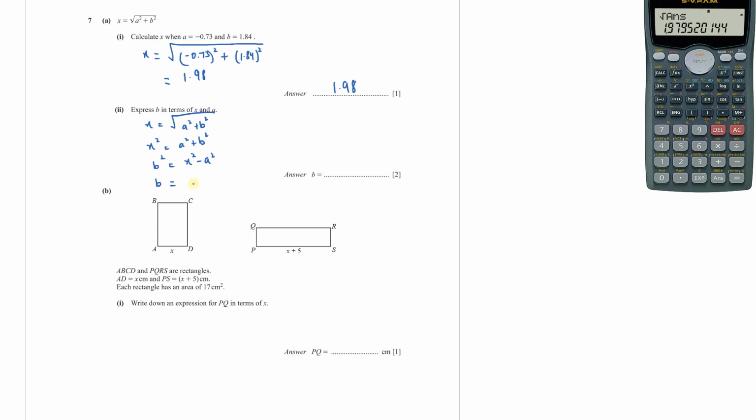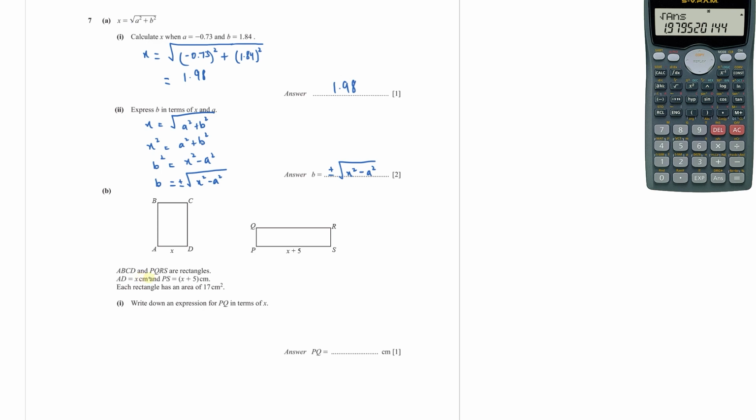If I take the square root on both sides, I will get the square root of x squared minus a squared, with a plus or minus outside, because the square root can be either positive or negative. So your answer will be plus or minus the square root of x squared minus a squared.